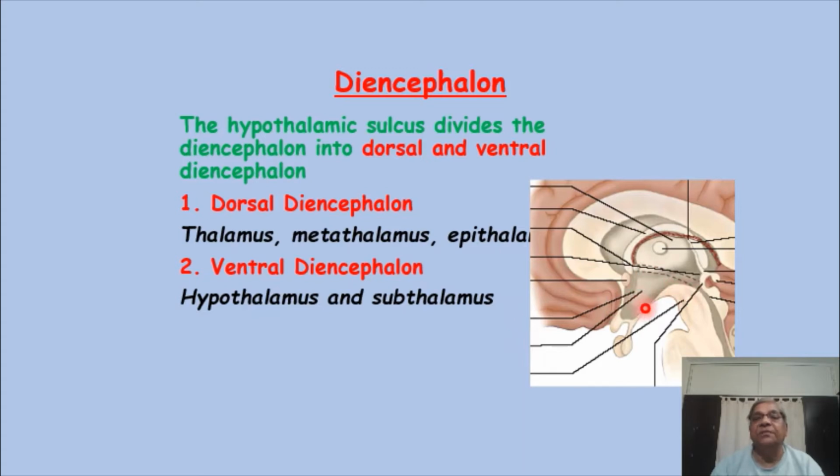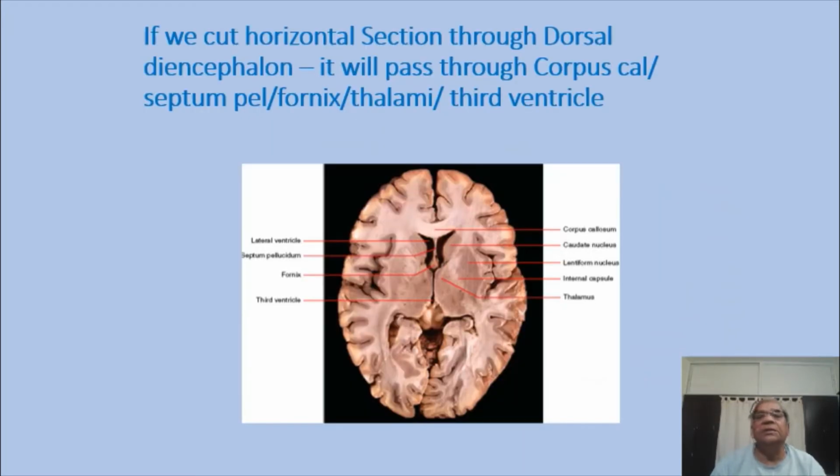And below the hypothalamic sulcus, this part is called the hypothalamus or the ventral diencephalon, and this ventral diencephalon mainly consists of the hypothalamus. There is another hidden part called the subthalamus, which I will show you after 2-3 slides. So just remember that the diencephalon has two parts, the dorsal diencephalon and the ventral diencephalon, separated from each other by the hypothalamic sulcus.